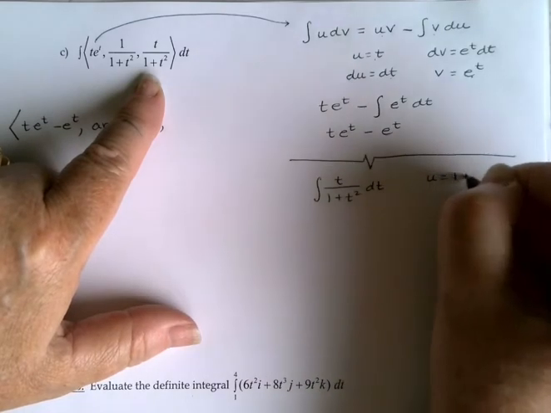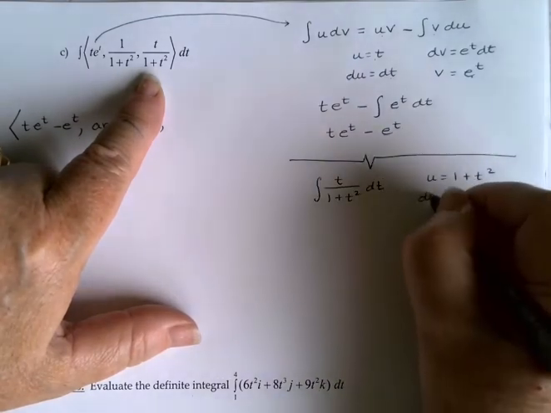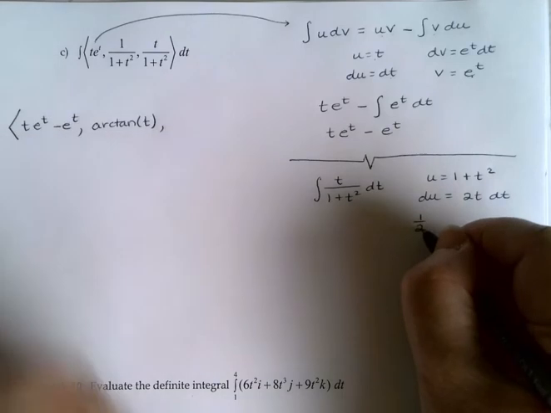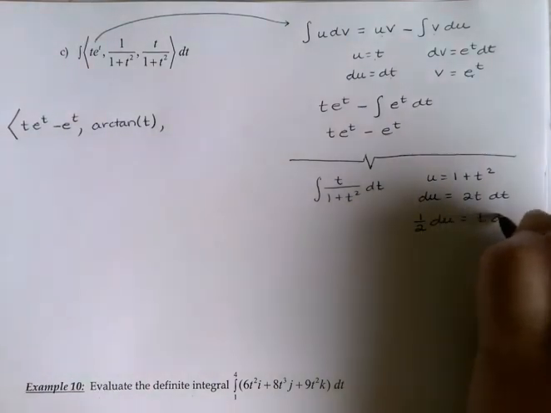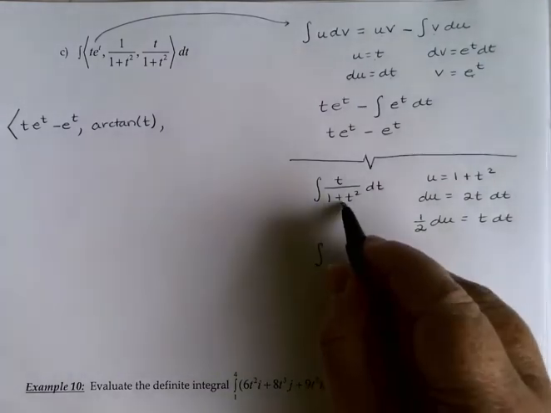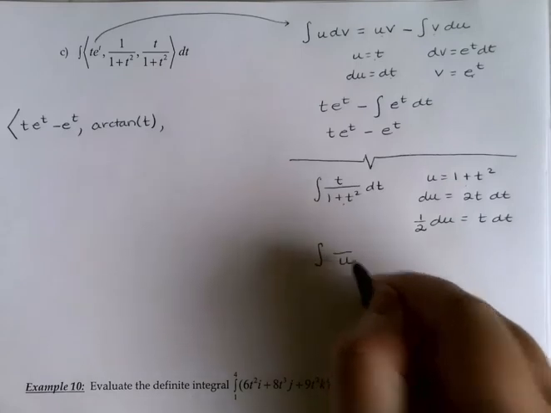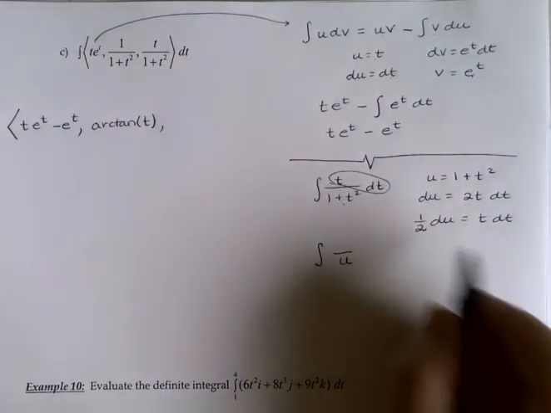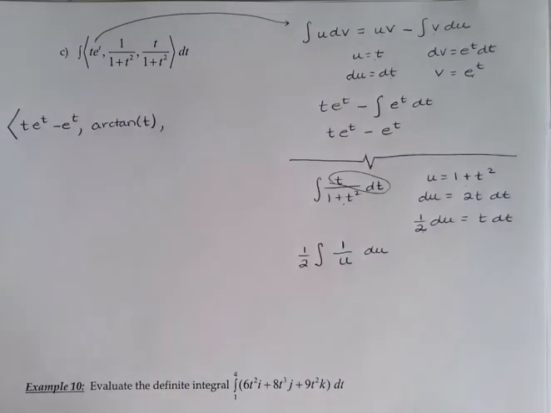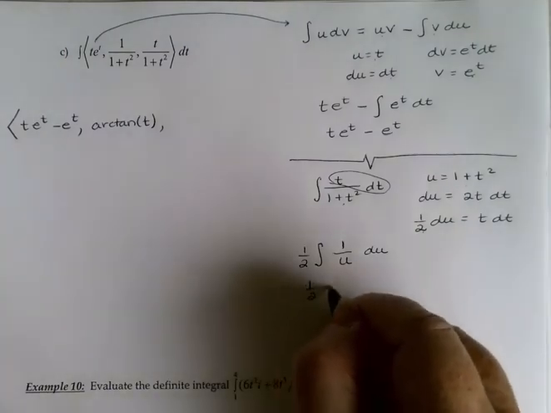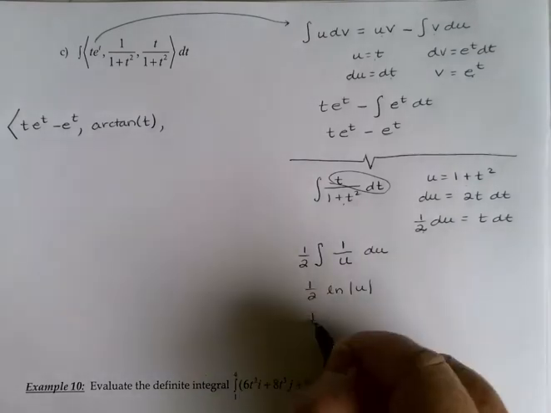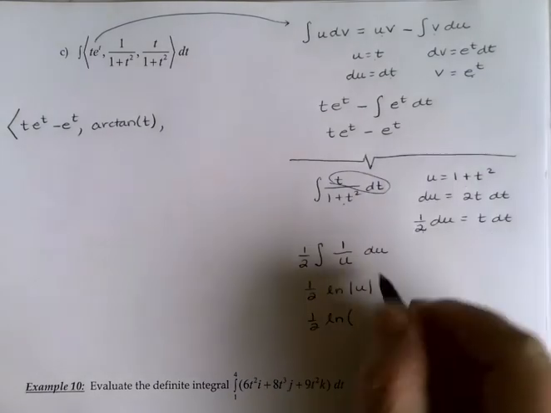If I let u be the denominator, then du would be 2t dt, and 1/2 du is equal to t dt. So in my integral, I have a u here in the denominator, and then this t dt becomes a 1/2 du, so I'll make that a 1 over u, giving me 1/2 natural log u, or in this case 1/2 natural log of 1 plus t squared.